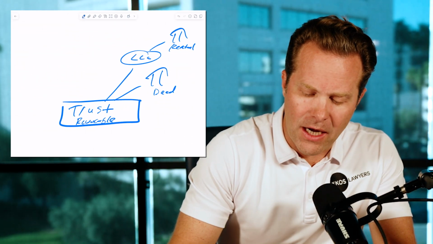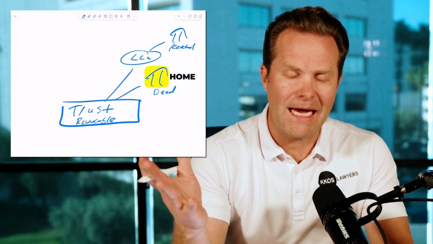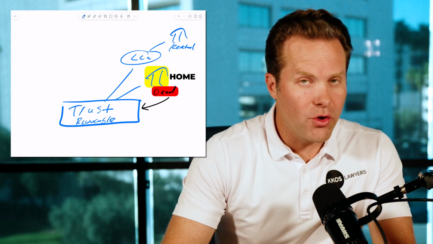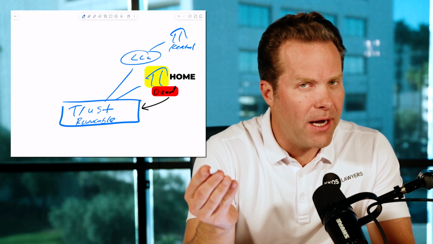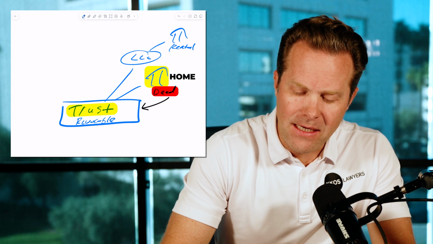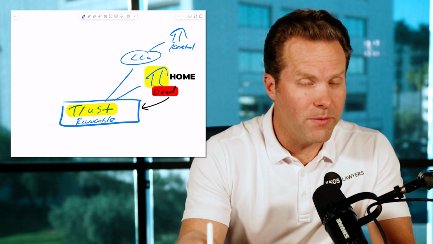Now, the first thing we want to talk about is your home. This is one of the biggest assets most Americans have. Your home should be deeded into the trust. So your name should not be on the deed to your house. Your trust should be on the deed to your house. Okay, so we're gonna have a deed there on the property that is your home. This is your personal residence.